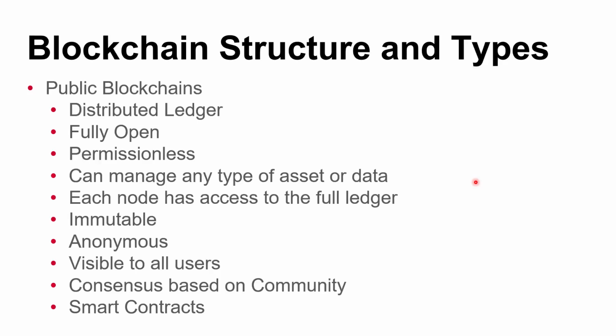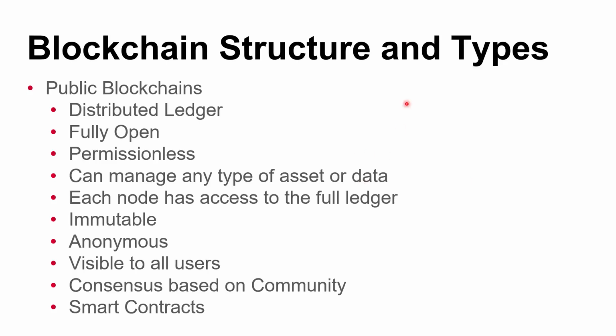So this is not necessarily Bitcoin, but say this is Ethereum. Each node has full access to the full ledger, and they are immutable. So we saw the immutability. Anonymous, so we saw a lot about anonymity. Visible to all users, and the consensus is based on community, and smart contracts.